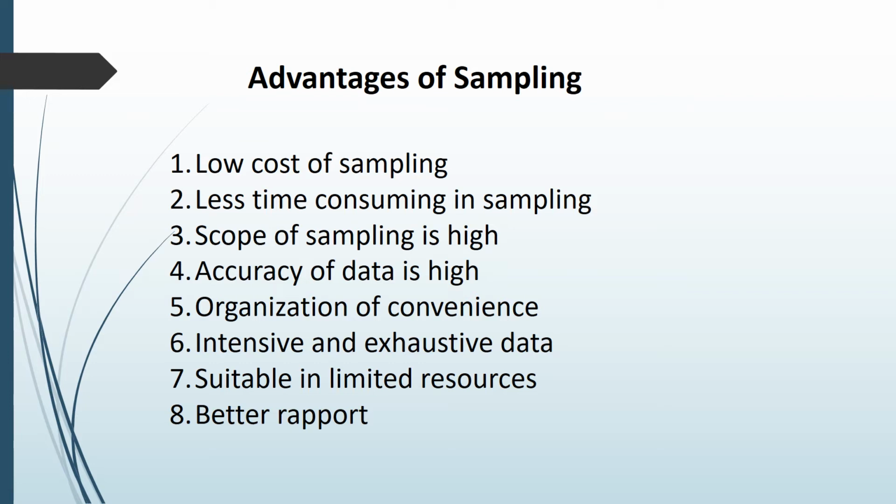Then, fifth, organization of convenience. Organizational problems involved in sampling are very few. Since the sample is of a small size, vast facilities are not required. Sampling is therefore economical in respect of resources. Study of a sample involves less space and equipment.